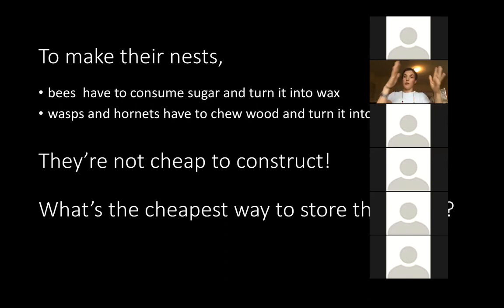And wasps and hornets have to go out and find wood and chew it and then turn it into paper to build their nests. But either way, it's a really expensive process. You have to consume a lot of energy, consume a lot of resources, and spend a lot of time building these structures. They're not cheap to construct, so if they were smart, they would have figured out what the cheapest way is to store their eggs using these really time-intensive, resource-intensive materials. So the question is, what is that cheapest way to store their eggs in nests?